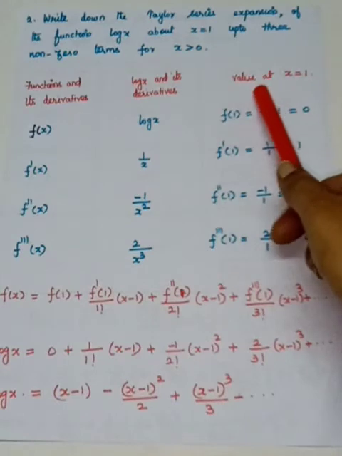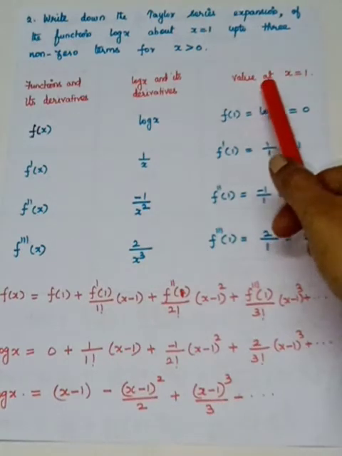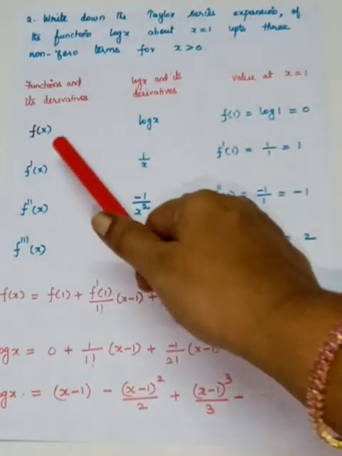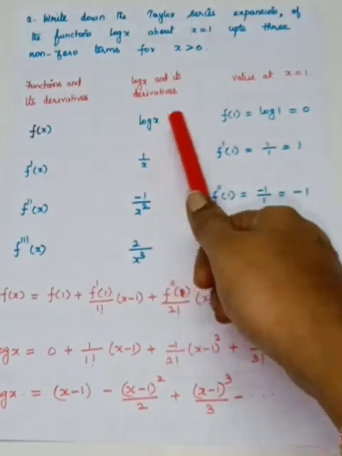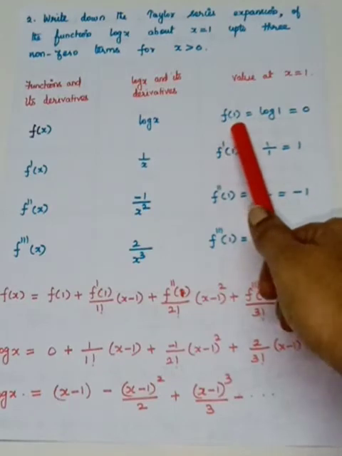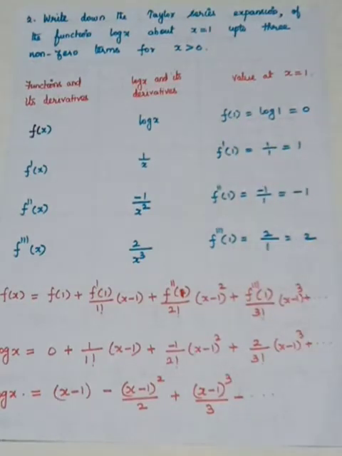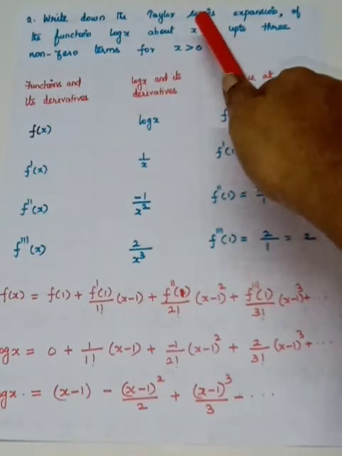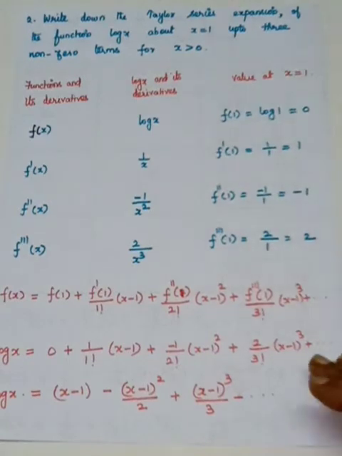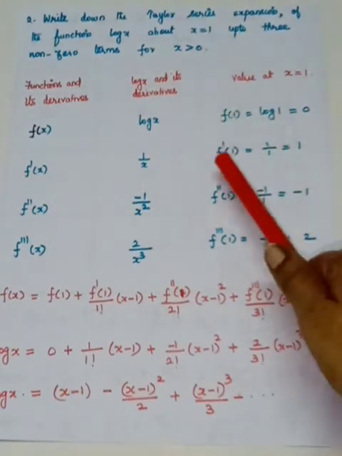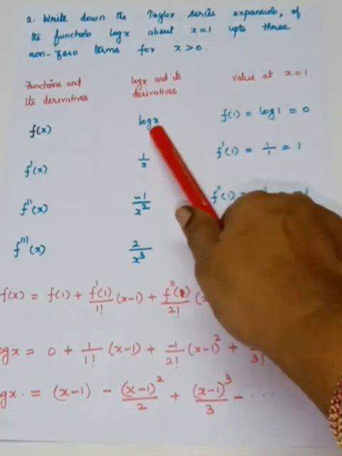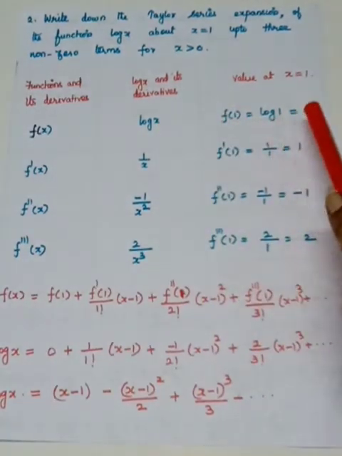Here Taylor series means you have to take the value at what values are asked. X is equal to 1. So first f of x is log x. Here you should not substitute x as 0. Maclaurin series only you have to substitute x as 0. But here in Taylor series, according to that value you have to find out. Here about x is equal to 1. So you have to substitute f of 1, so you have to substitute x as 1. So log 1. Log 1 is 0.